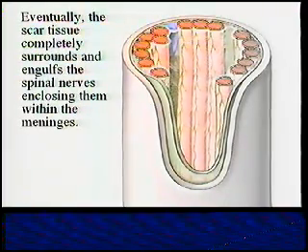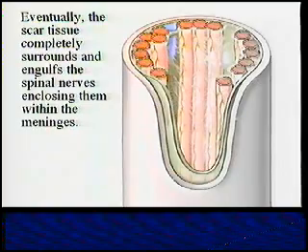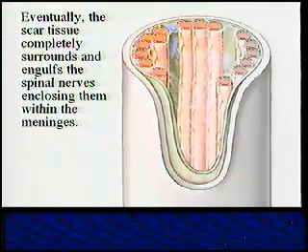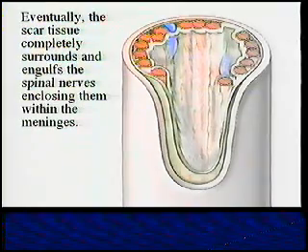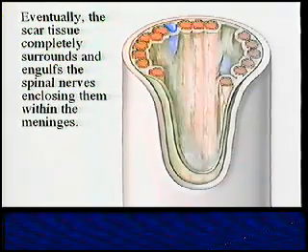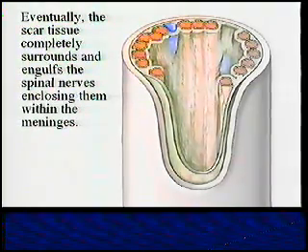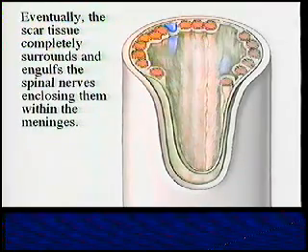As the scar tissue continues to be deposited, the nerves become more adherent to each other, and you will notice that they almost become part of the wall of the thecal sac. The thecal sac refers to the various layers of the dura and the arachnoid.